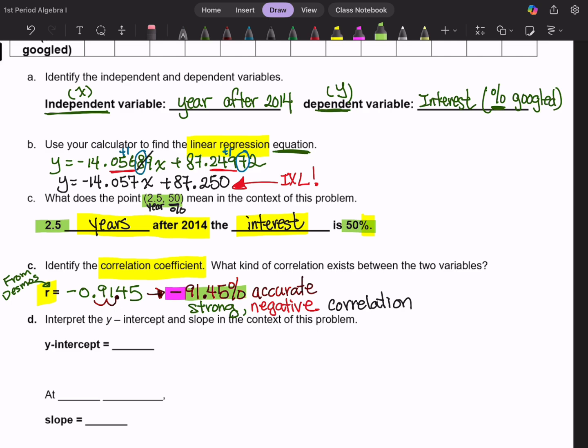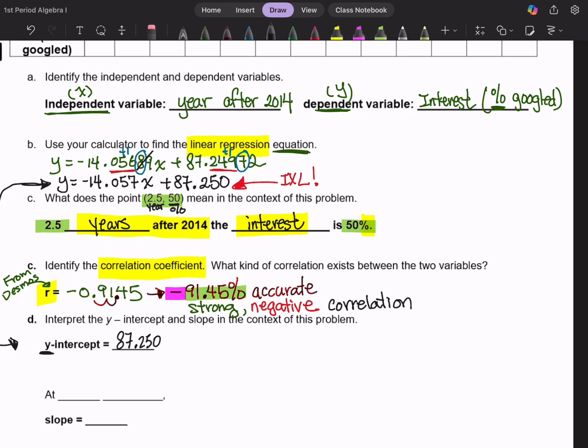All right, let's talk about the y-intercept. It says interpret the y-intercept and slope in the context of this problem. So there's two things that I need to interpret, the y-intercept and the slope. And I'm grabbing both of those numbers from the equation that I wrote in part B, right? Those numbers are going to come into play and tell me about my y-intercept and my slope. The y-intercept is 87.250, right? What does that mean?